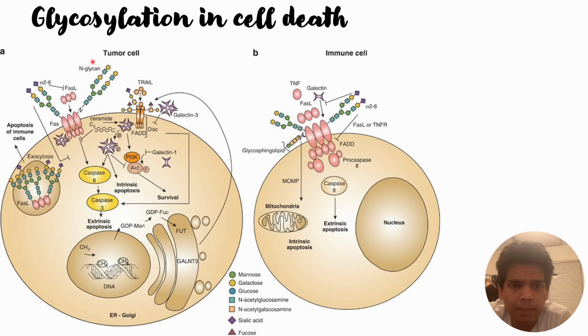In this video, we will discuss glycosylation that triggers cell death, and we will discuss two different cases. First, in the tumor cells, and another one in the immune cells. From our previous videos, we understand that apoptosis can be triggered in the cell mainly through two different pathways. The first one is the extrinsic pathway, and the other one is the intrinsic pathway. And FASL receptors and TRAIL receptors help in triggering apoptosis within the cells.